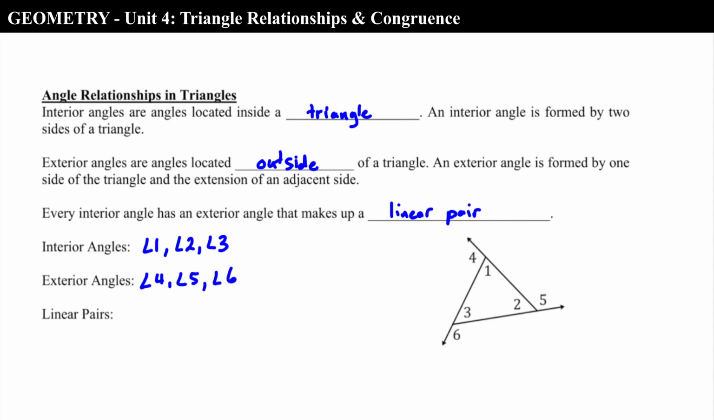Now we do have linear pairs here, and this is how we are going to write the linear pairs, because we know that they add to 180. So I'm going to write the measure of angle 1 plus the measure of angle 4 is 180 degrees. We can also say the same for angle 2 and angle 5. They add to 180 degrees. And the measure of angle 3 and the measure of angle 6 also add to 180 degrees.